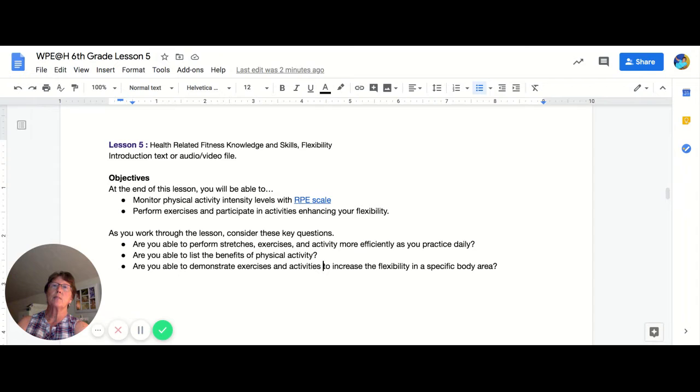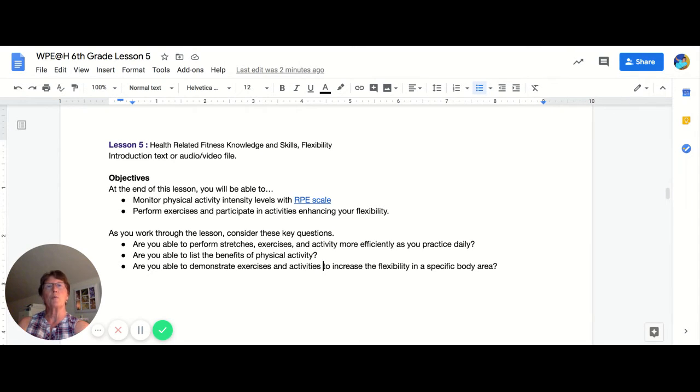Our objectives at the end of this lesson: you'll be able to monitor your physical activity levels, once again using the RPE scale, which I linked in this lesson this week, and perform exercises and participate in activities enhancing the health-related fitness skill of flexibility. And as you work through the lessons, please consider these key questions.